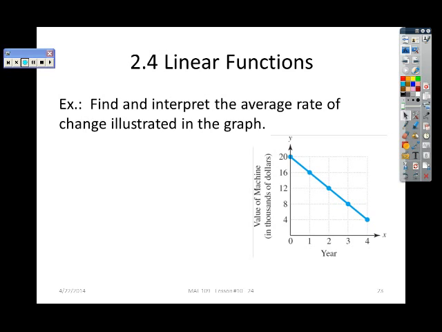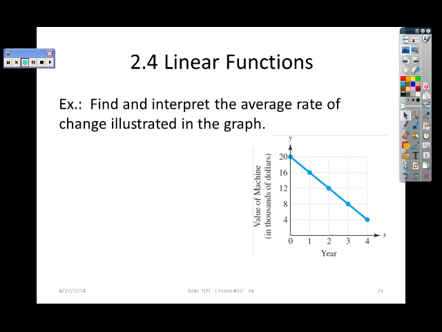This one is value of a machine in thousands of dollars. So this looks like a depreciation graph. A company buys a machine. For tax purposes, they say its value goes down so much each year until at some point it's worthless because they wouldn't be able to sell it for anything. Or at least that's what the tax laws allow them to do. And so this is what the graph would look like.